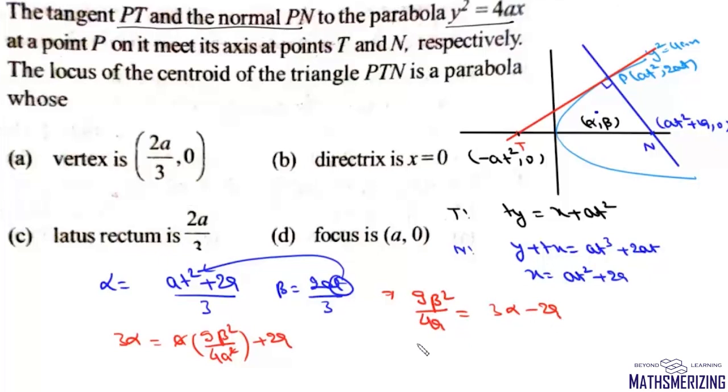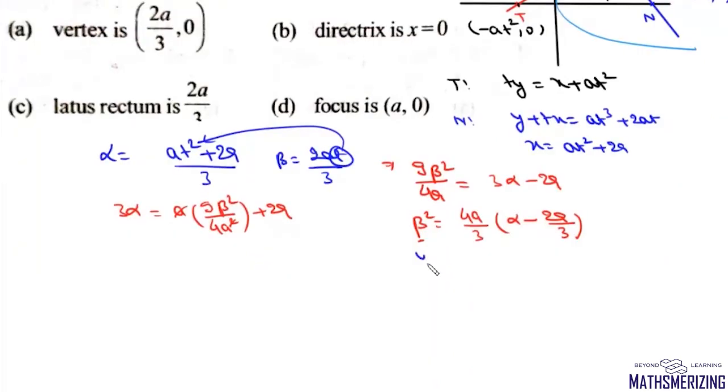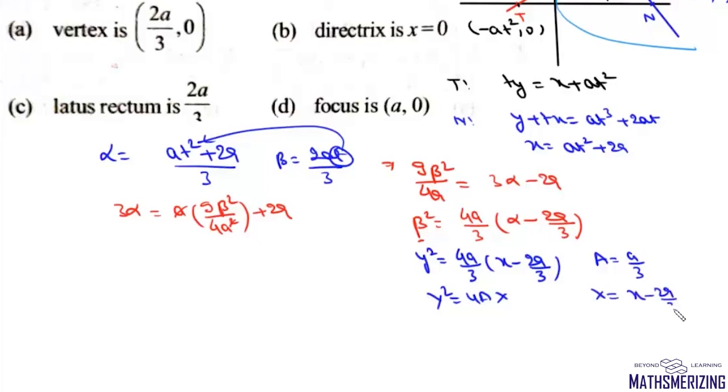So we can rewrite this equation as beta square equals 4a by 3 into (alpha minus 2a by 3). Now in the end we'll change beta to y and alpha to x. So this locus will be y square equals 4a by 3 into (x minus 2a by 3). Now we'll compare it with the standard equation, which is y square equals 4a capital X. Now here the value of a is a by 3 and capital X is x minus 2a by 3.